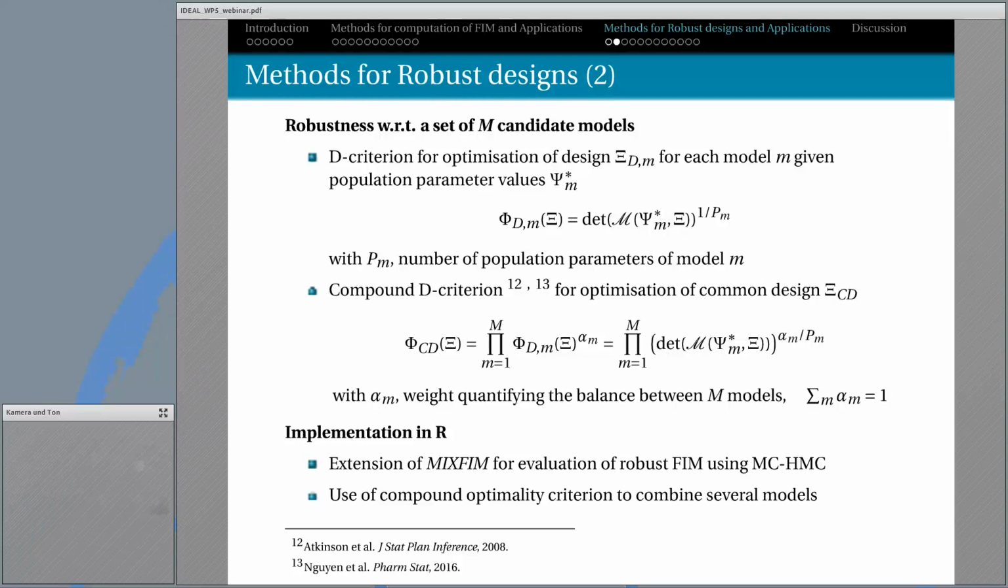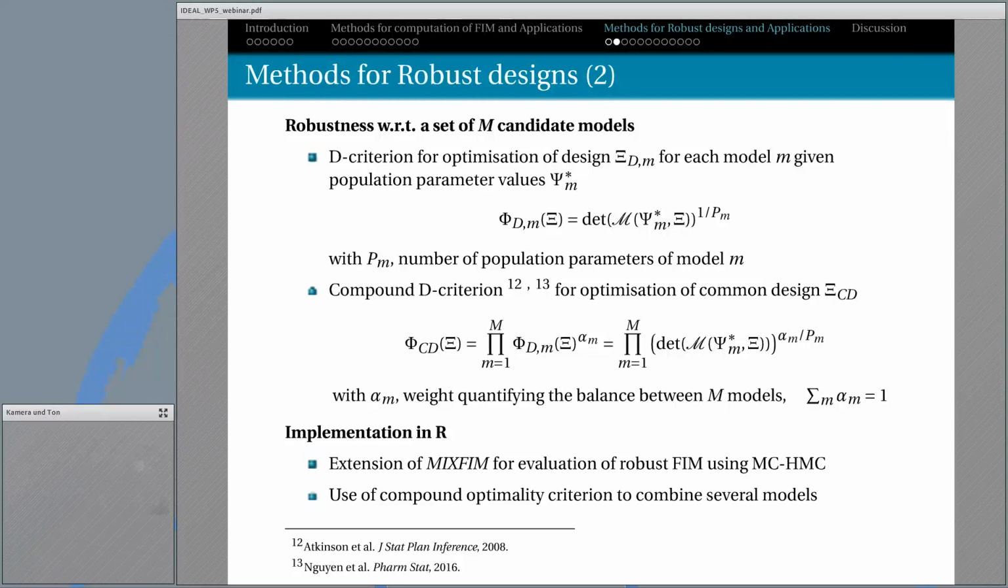But if you don't know which model is going to be the good model, a good design is to use a compound D criterion, as was proposed by Anthony Atkinson and used already by Tod and Guilhaume in another work. The compound design is a product over all models of the criteria to the power alpha m, where alpha m is the weight quantifying the balance between your prior belief in the M models. So as the criterion is to the power 1 over p, the new compound criterion is the product of all the determinants to the power alpha m divided by pm.